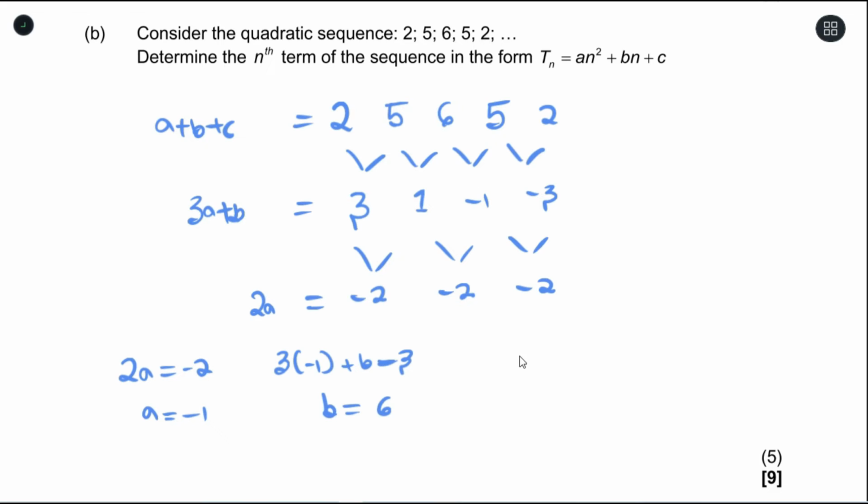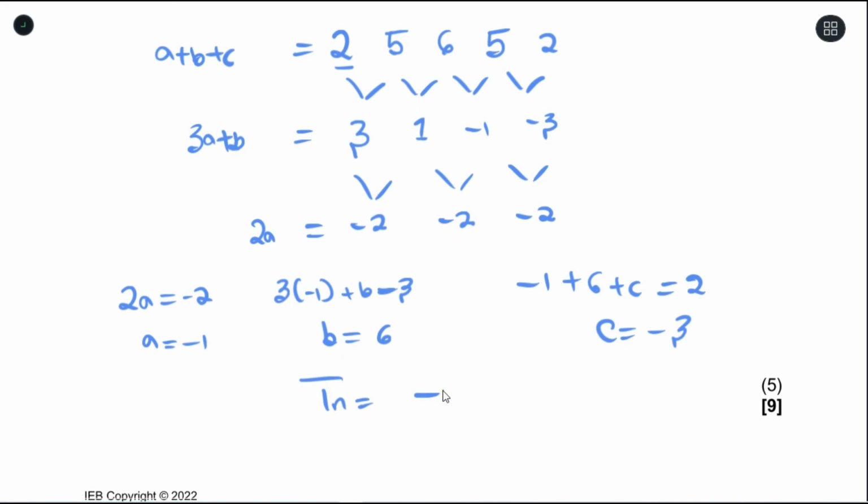Then for the third one, you're going to have negative 1 plus 6 plus C is equal to the term here, which is 2, right? So this 5 goes over, it becomes negative 5, so you have C is equal to negative 3. So our equation for Tn is negative n squared plus 6n minus 3. So that's the equation that will be given. Okay, so that's all they wanted from you for question 2, and that's it.